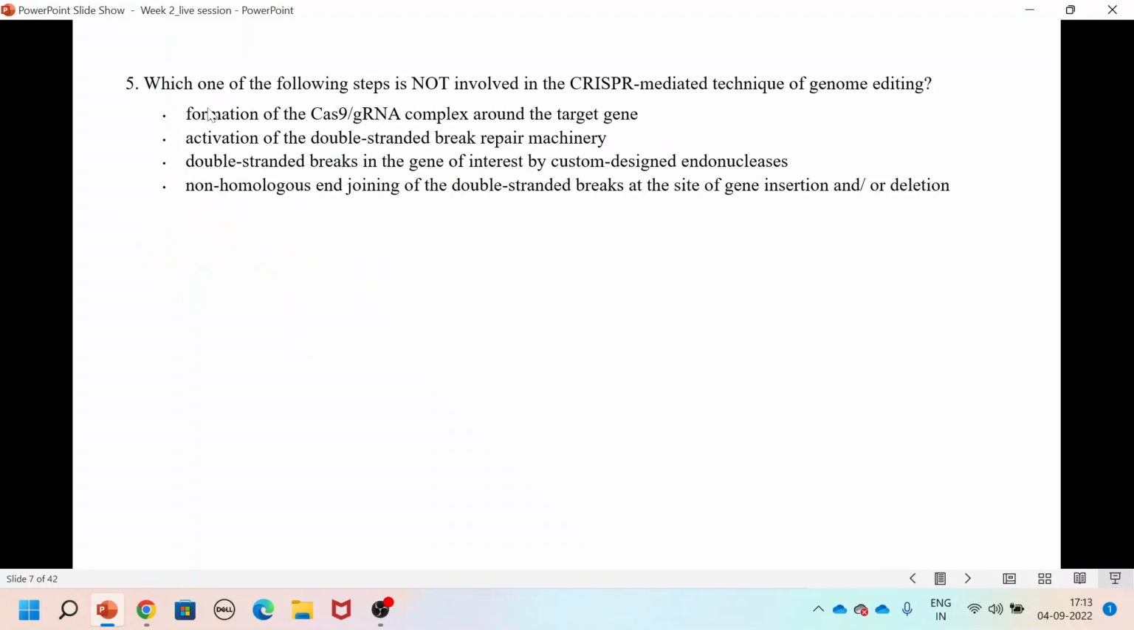Next question is, which one of the following steps is not involved in the CRISPR mediated technique of genome editing? First, formation of the Cas9 gRNA complex around the target gene. Second, activation of the double-stranded break repair machinery. Third, double-stranded breaks in the gene of interest by custom-designed endonucleases. And fourth is non-homologous end joining of the double-stranded breaks at the site of gene insertion and/or deletion.